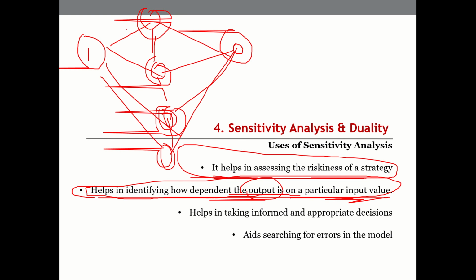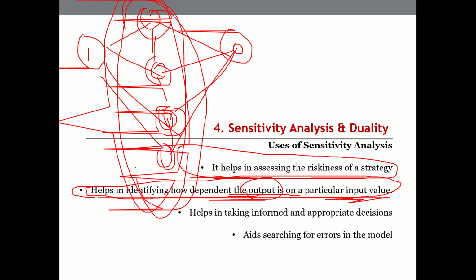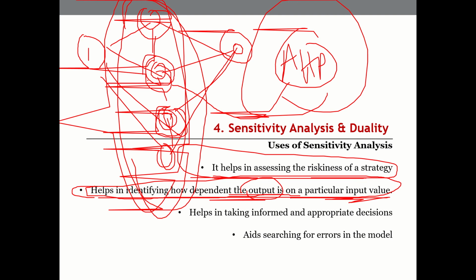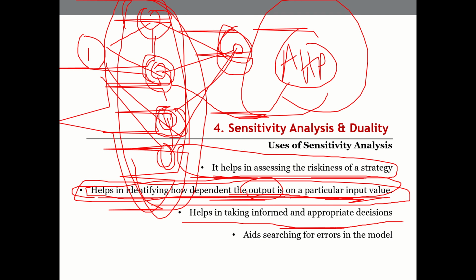In fact, when we do this in the next chapters, we have one topic called AHP, analytical hierarchy process, where we will use this technique to identify which is the most influential parameter and how varying this parameter will have implications on the design output. So sensitivity analysis will help in identifying those parameters that will have greater impact on the decision output. It helps in taking informed and appropriate decisions.